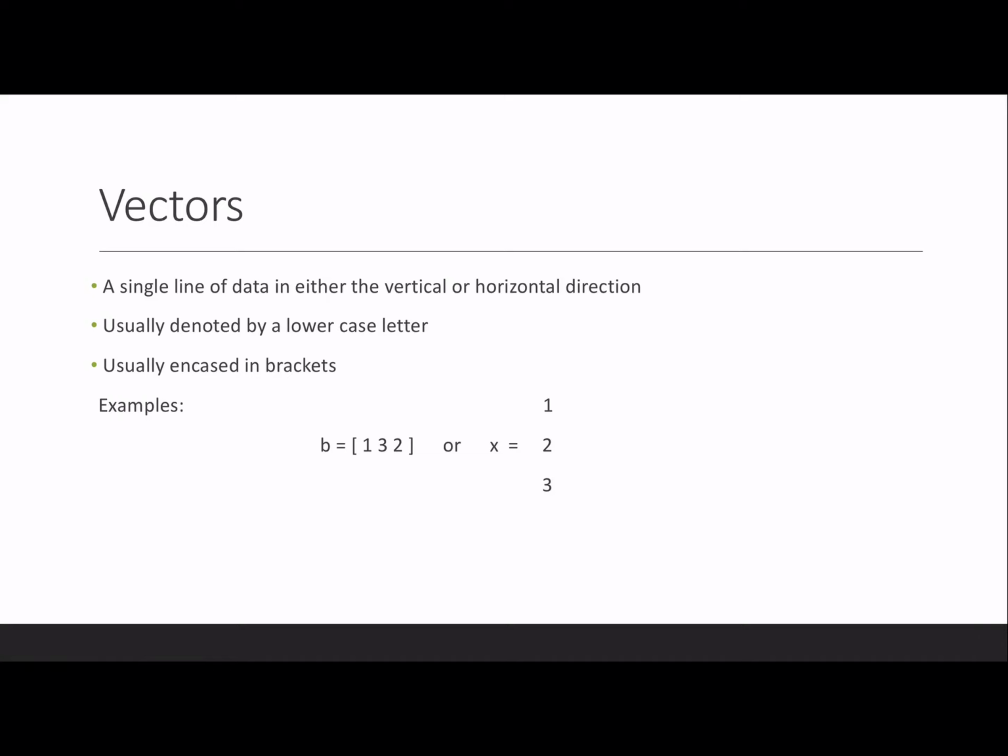If we look at the examples, here we have b, a lowercase letter, indicating that this is a vector of the numbers 1, 3, and 2. Conversely, we can also write a vector in the vertical direction, where we have x, again lowercase, a vector of the numbers 1, 2, and 3. These are essentially just lines of numbers, although vectors can also hold other types of data, like letters or even words.